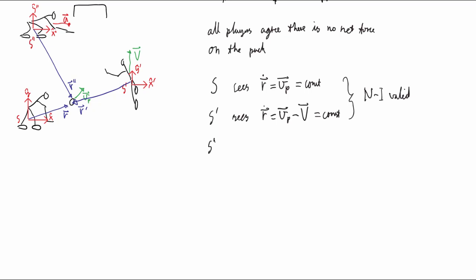The player over here in frame S double prime will see that the acceleration of the puck is different from 0, which means that the velocity is not a constant. Even though this player, of course, agrees with the others that there's no net force on this puck. So in this case, Newton's first law is not valid.